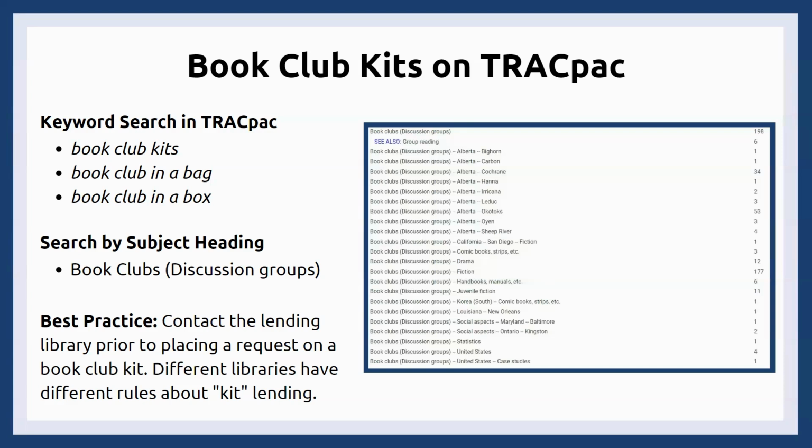In the TRACK operational guidelines, it actually states reference materials, periodicals, oversized books, oversized kits, CNIB items, vinyl, and electronic devices are exempt from the resource sharing guideline. So some kits might not even be available to borrow, and that's why you want to double check.